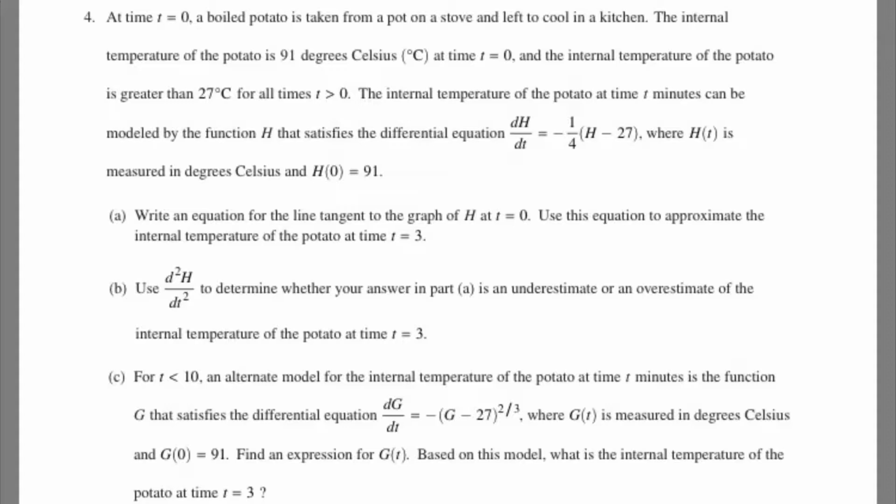So number 4 states that at time t is equal to 0, a boiled potato is taken from a pot on a stove and left to cool in a kitchen. The internal temperature of the potato is 91 degrees Celsius at time t is equal to 0, and the internal temperature of the potato is greater than 27 degrees Celsius for all times t is greater than 0. The internal temperature of the potato at time t minutes can be modeled by the function h that satisfies the differential equation dH over dt is equal to negative 1/4 times h minus 27, where h of t is measured in degrees Celsius and h of 0 is equal to 91.